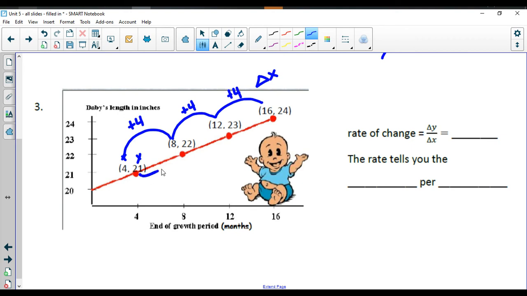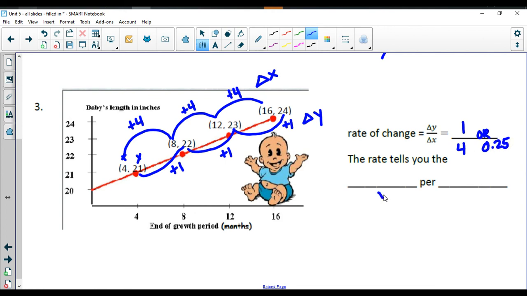Down here with the Y's, 21 to 22, I'm increasing by 1. 22 to 23, I'm increasing by 1. And 23 to 24, I'm also increasing by 1. These are the changes in my y values because I'm looking at the y part of my coordinates. So when I find my rate of change, I'm going to do delta y, which is 1, over delta x, which is 4. So my rate of change here is just 1/4, or I could write this as 0.25.